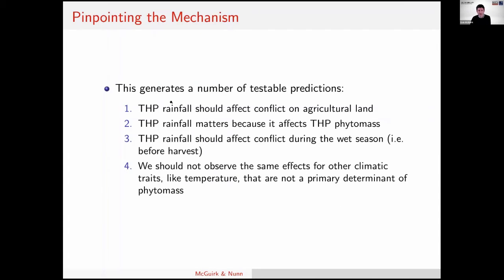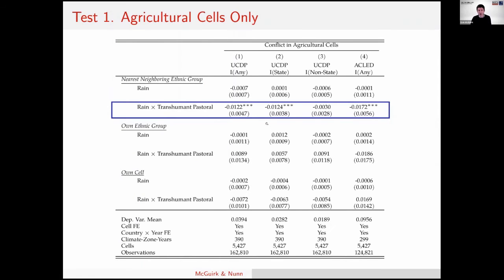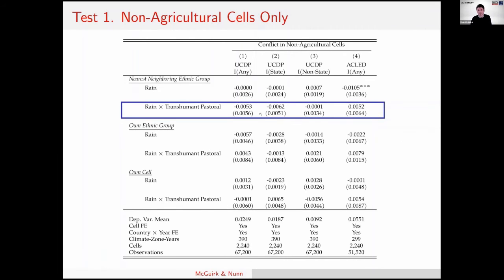According to our mechanism, the rainfall should affect conflict on agricultural lands rather than non-agricultural land. It should operate through phytomass, which is plant biomass growth. It should affect conflict during the wet season, not the dry season. And we shouldn't see as large an effect with temperature, which is not a first order determinant of phytomass. So very quickly, here's agricultural cells only. We see the same effects. Non-agricultural cells, we don't see the same effect.